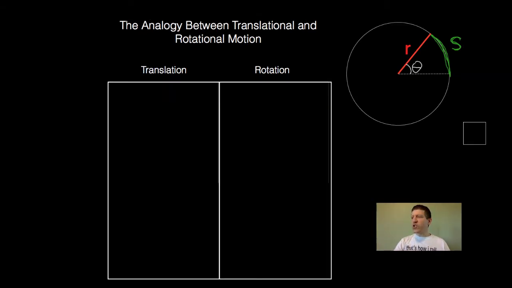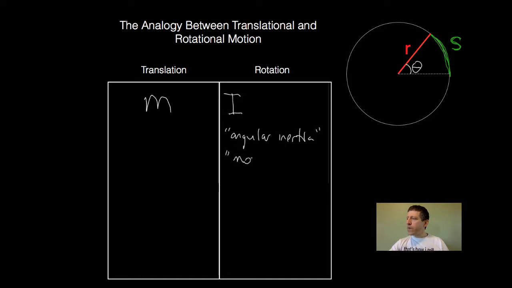The next part of the analogy is when we're moving translationally, we have a resistance to translational acceleration, which we call mass, m. In rotation, we have something called I. And I is called the angular inertia, or it's also called the moment of inertia. And again, it is a moment. A moment is something that has to do with a distance. It's got a quantity and a distance that is associated with it.